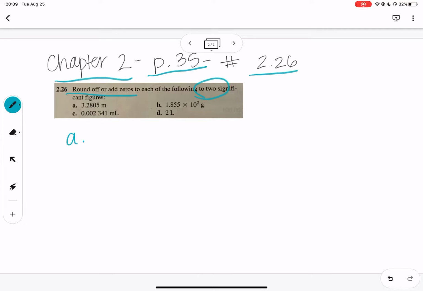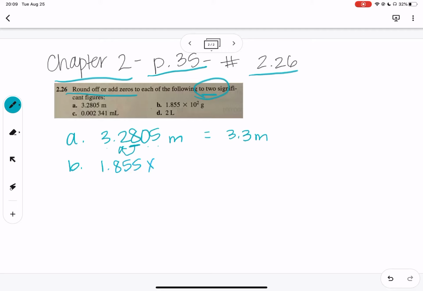So let's start with A, that's 3.2805 meters. Right now this number has 1, 2, 3, 4, 5 significant figures, but it can only have two. So what we're going to do is round the number. Because this is an 8, it's greater than 5, it's going to change this 2 to a 3. We're going to round up, just like your traditional rounding rules that you probably remember. So this number becomes 3.3 meters. That's two significant figures.